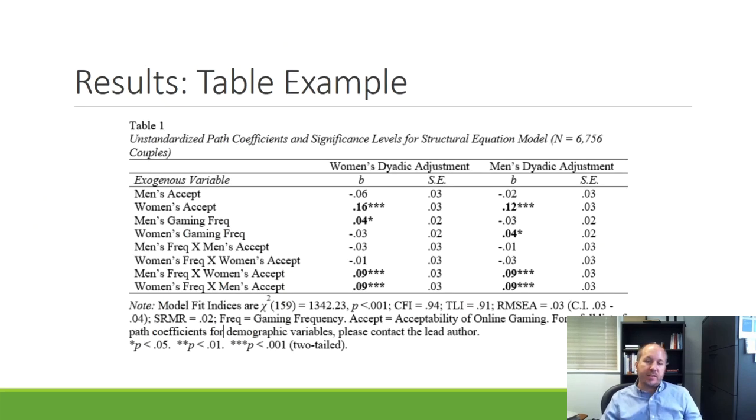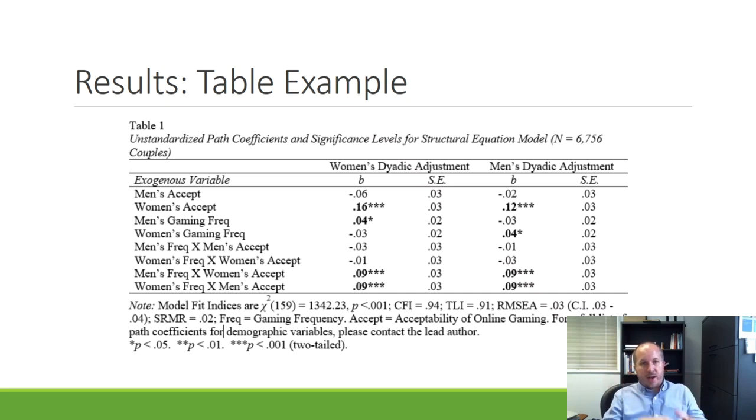And then here is the table that I reported. All I did, because I had 1 dependent variable, which was dyadic adjustment, was simply split this into 2 main columns, women's dyadic adjustment and men's dyadic adjustment as my 2 dependent variables, and then have my exogenous variables, because I didn't have any mediators or anything in between them.